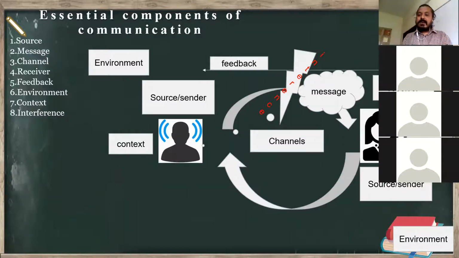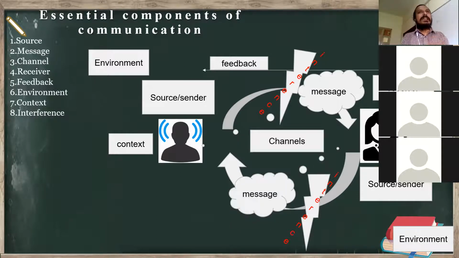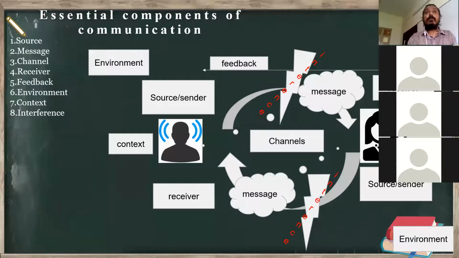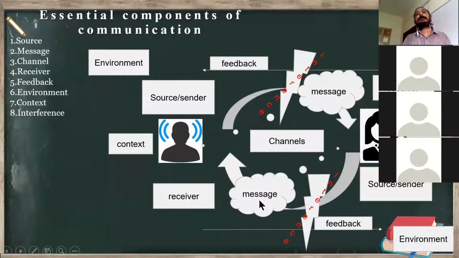So you become sender, you decide what channel you are going to use, and then again there are interferences. Again there is a message decoding and encoding, and then the sender who was initially sending you message now becomes receiver, and then he or she gives you feedback. So this is the entire process of communication where you have tried to learn essential components of communication.